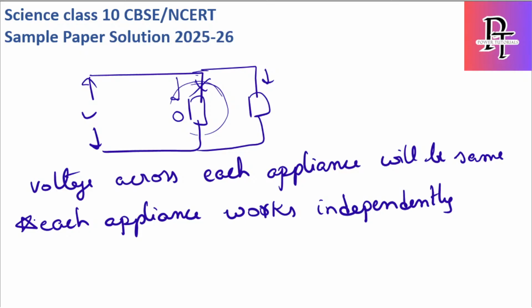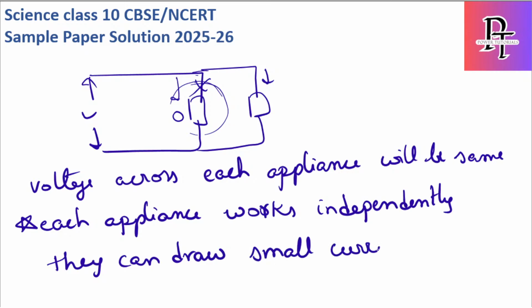So why is each appliance connected in parallel? Because if any appliance malfunctions, the other appliances will not get affected, since they are connected independently. And the voltage is connected in parallel, so each appliance will have the same voltage so that they can draw small currents. So why small currents? Because the same voltage is here. So this will have some current, this will have some current, this will have some current.